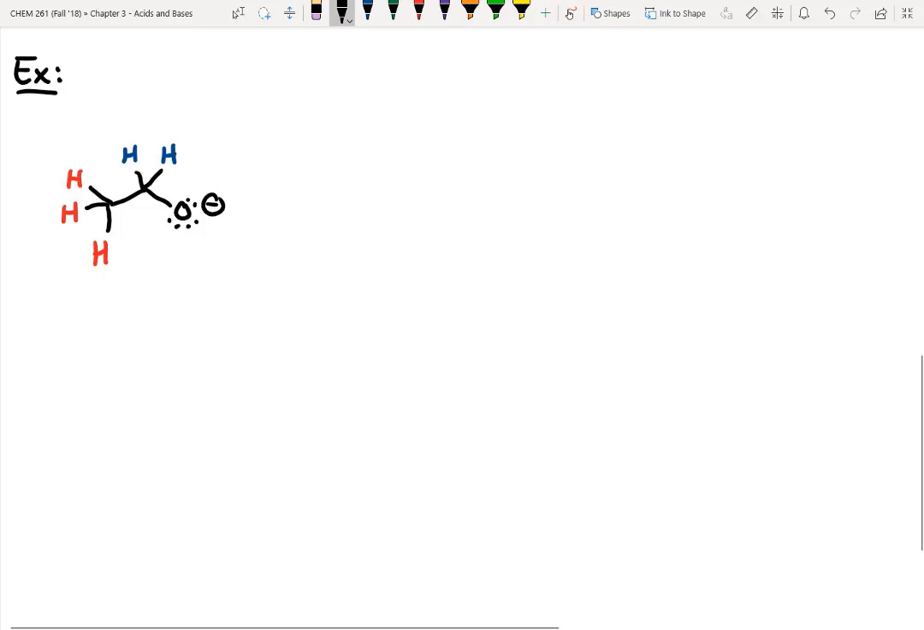So one option is to have a negative charge on one of the carbons. The other option is to have a negative charge on the oxygen. Which one is going to be happier? Negative charge on an oxygen or a carbon? Oxygen. Why? Electronegativity. Yep.